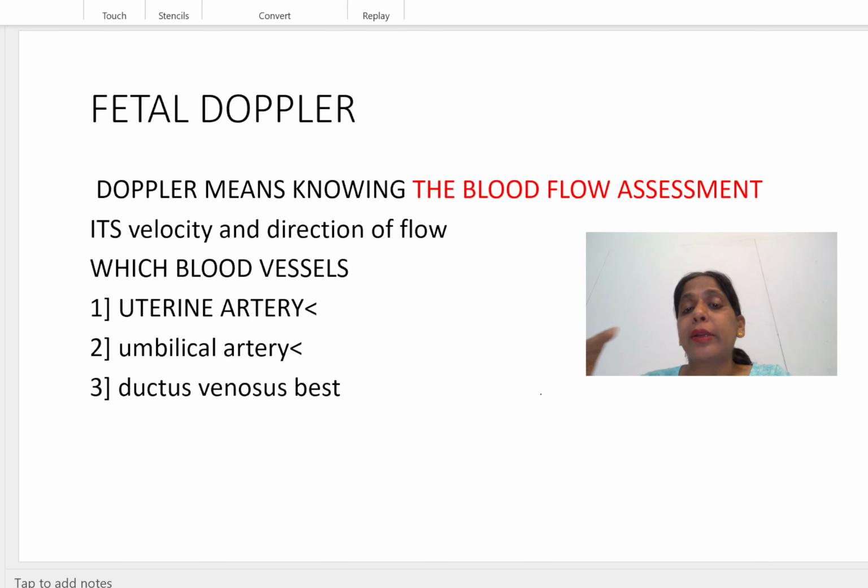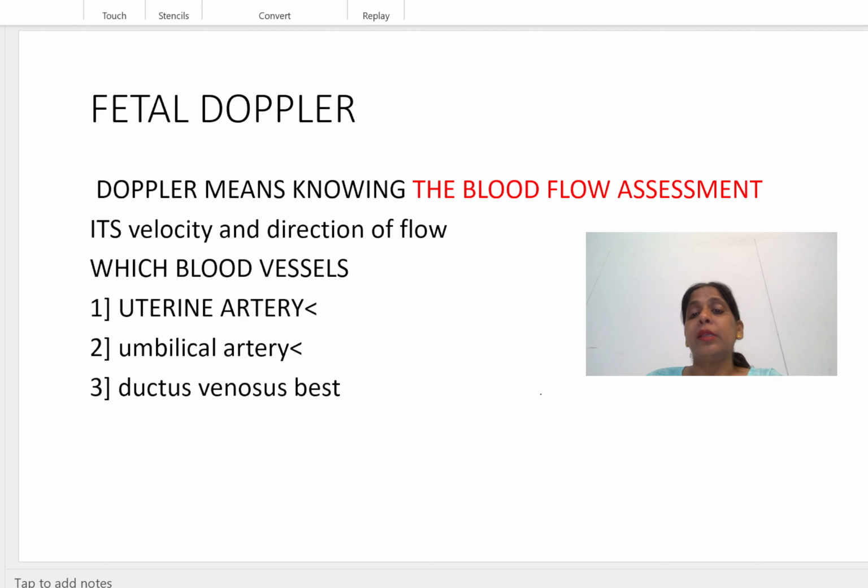Then there is the umbilical artery, which carries the deoxygenated blood from the fetus. It is nearer to the fetus, so its blood flow is more likely to get altered than the uterine artery. And now the ductus venosus. It's the most susceptible vessel.